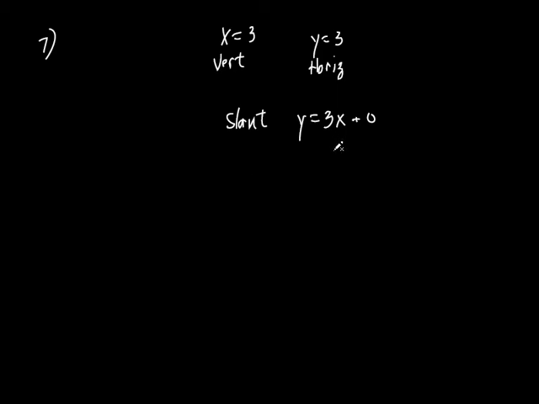They're all straight, aren't they? They're all straight lines. But this is slanted, this is horizontal, and this is vertical. So if you know those things right there, that should really help you have a better understanding of what you're trying to find. Okay?